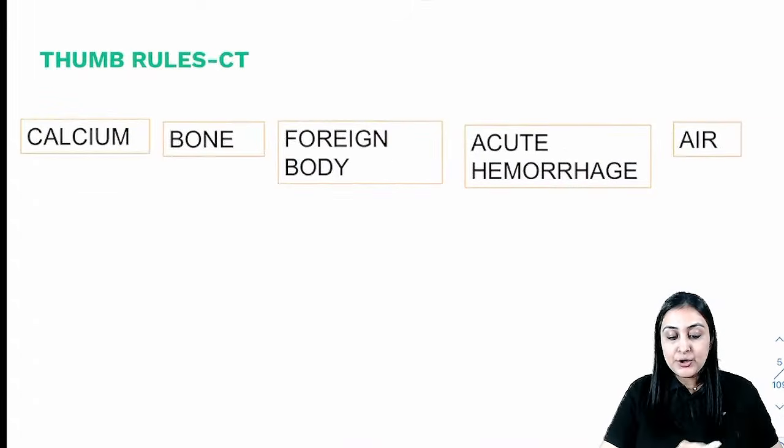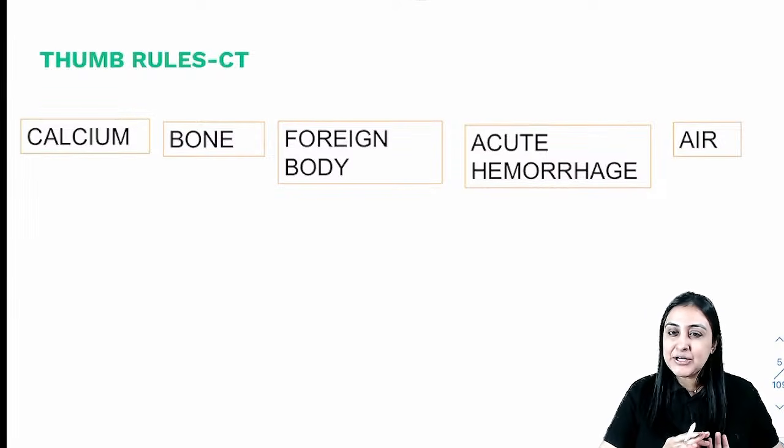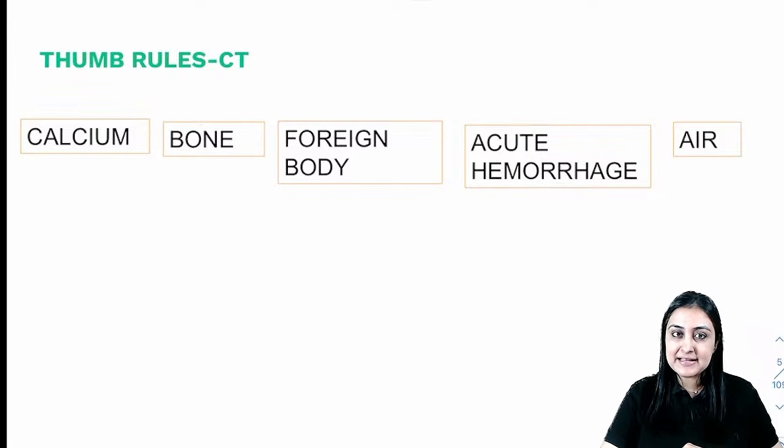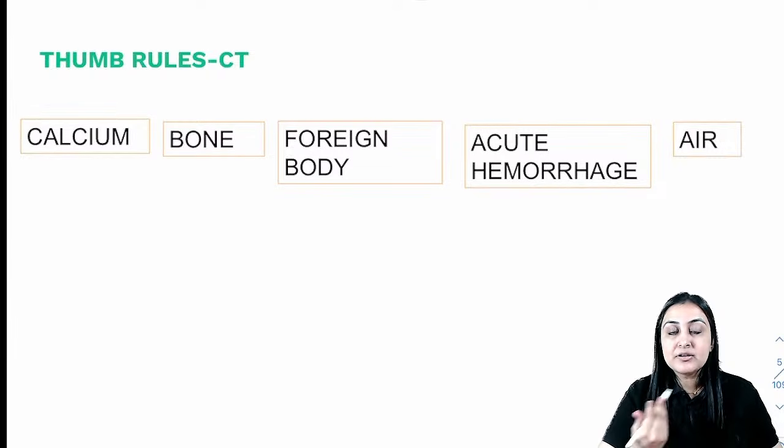All right. Now going ahead into the next section, which is thumb rules of CT. Before I go into CT, can I just establish black and white on CT? Is air black on CT? Yes, air is black on CT, just like X-ray. What about things which are white? Anything which is white, I am gonna say hyperdense on a CT. Anything which is black, I'm gonna say hypodense on a CT, right?